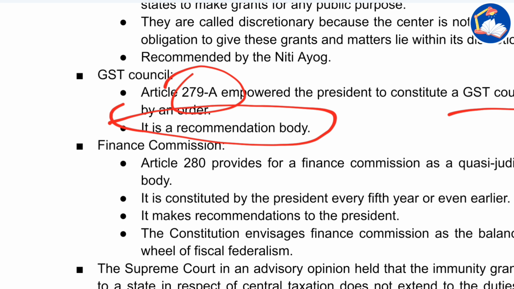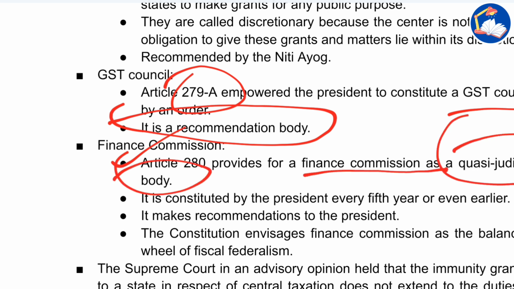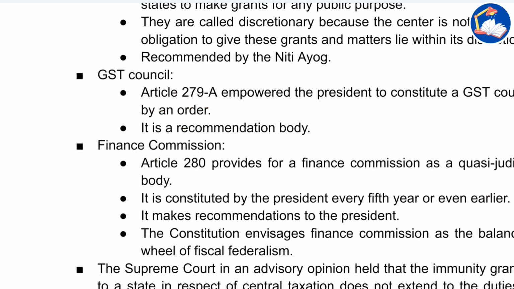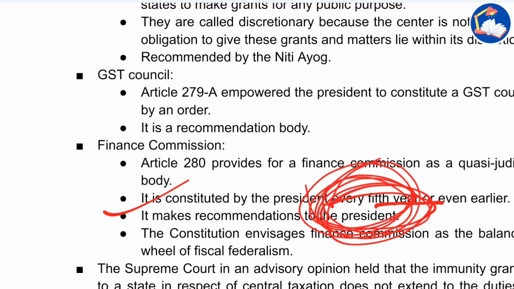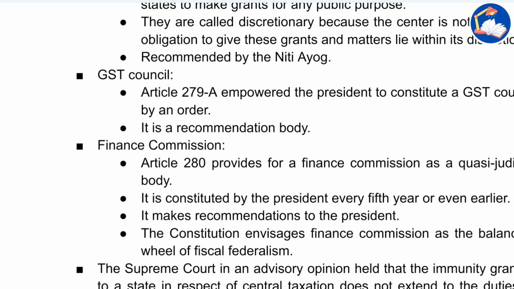Now, Finance Commission. Article 280 provides for the Finance Commission as a quasi-judicial body. Very important point: quasi-judicial body. It is constituted by the President every 5th year, or even earlier. It makes recommendations to the President. To whom? The President. And the Constitution envisages the Finance Commission as the balancing wheel of fiscal federalism.